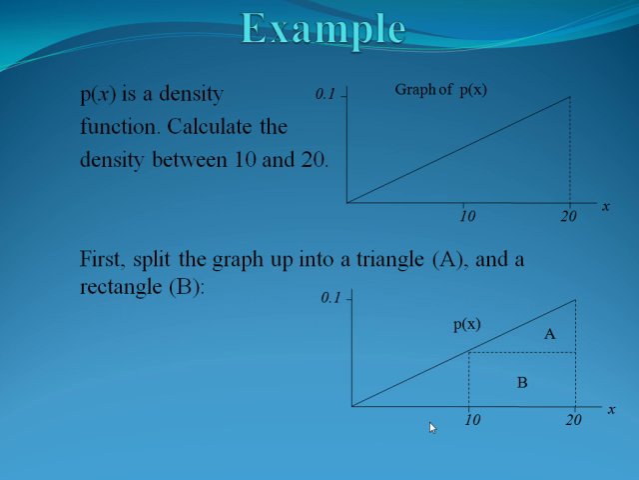Let's look at a triangular shape. These can be a little more tricky. There's two ways to solve them. So suppose that p of x is a density function, and we want to calculate the density between 10 and 20. So we're looking for the area under the curve from 10 to 20. This gives us sort of an awkward shape that's not quite a rectangle or a triangle. But fortunately, we can split up this area into shapes we do know, into a triangle and a rectangle. Notice that's what we've done here in this bottom part. We've split it into two shapes that we recognize.